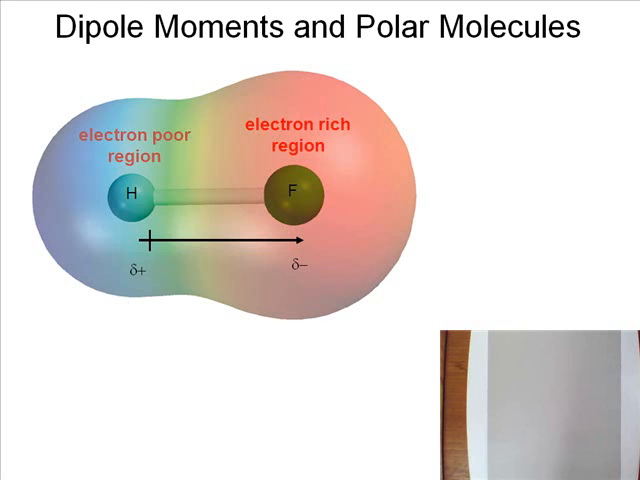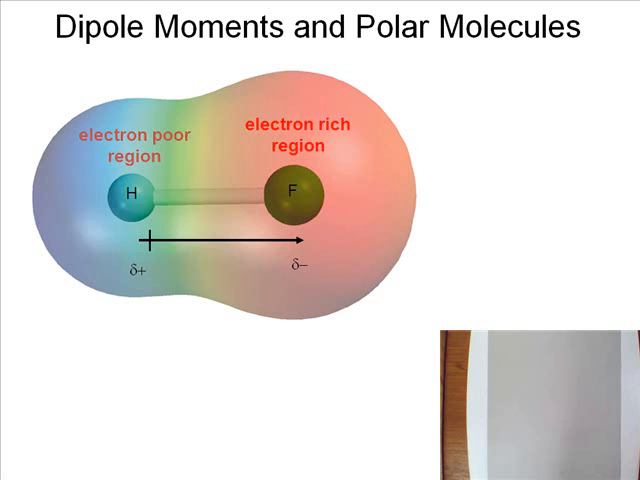Now these are not ions. You don't have a complete loss of electrons. Instead, it's a concentration of the electrons on one side or the other. And what the arrow is saying, it gives you the direction that the negative polarity points to. And that's known as the polar direction.